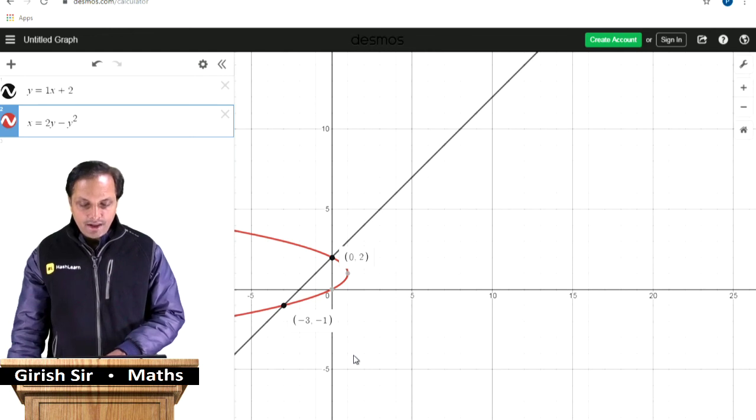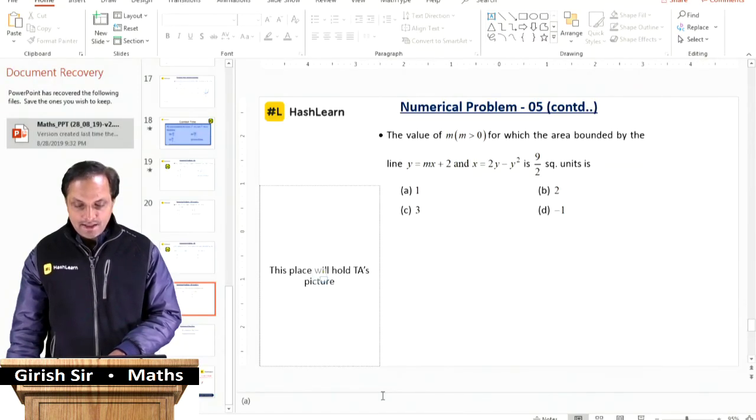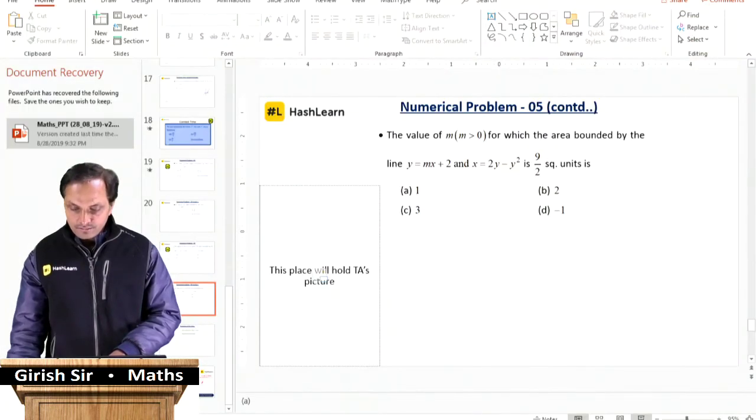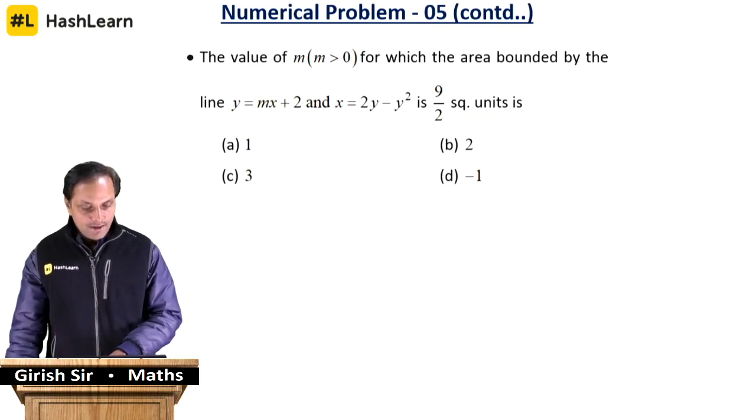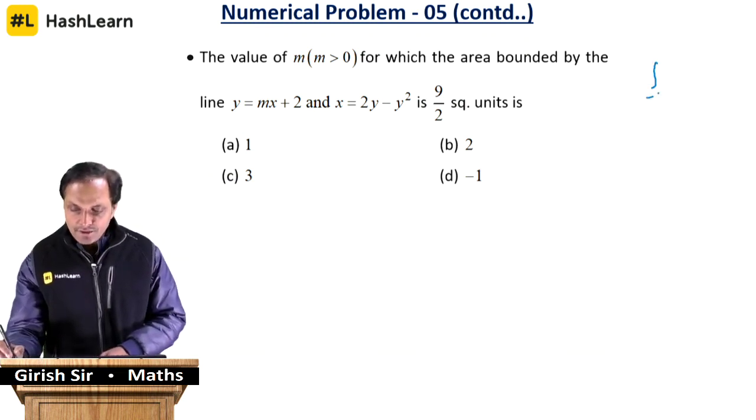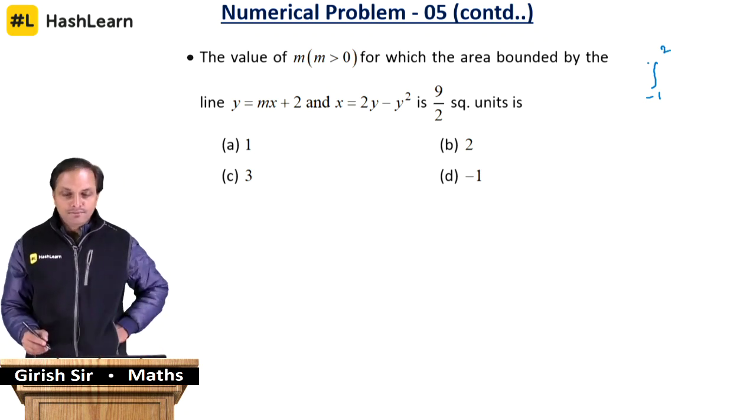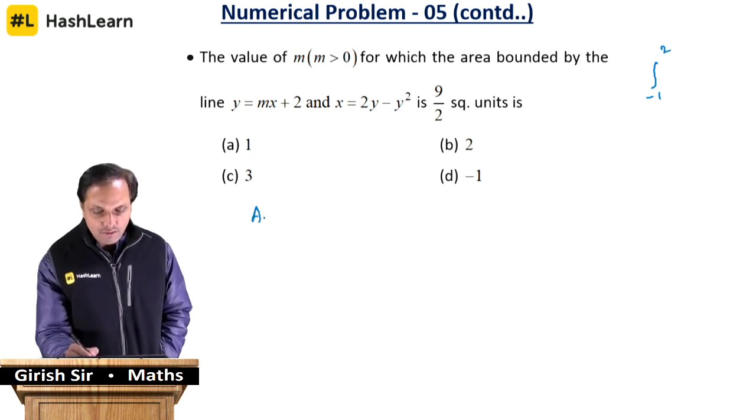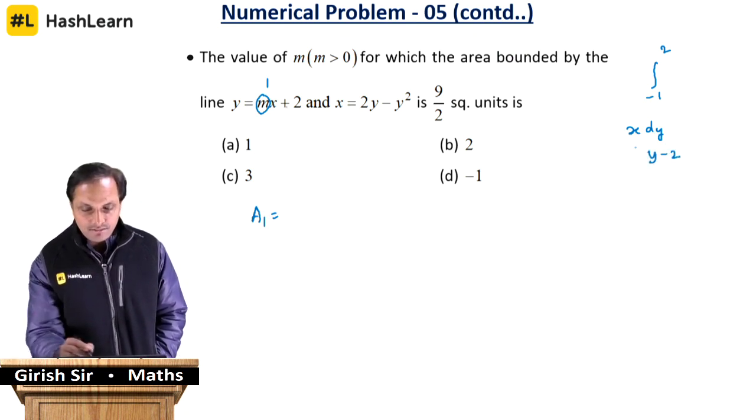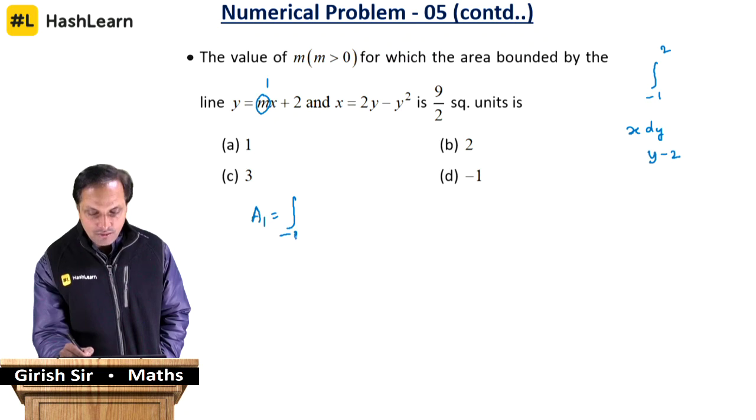So the y coordinate is minus 1 to plus 2. So I will take the graph like this, minus 1 to plus 2. So here is the problem, minus 1 to plus 2. Minus 1 to plus 2 I am going to take now. Your area number 1 will be, I am taking this as 1. What happens to x dy? What is x from this? y minus 2 by 1. Minus 1 to 2, this is y minus 2.